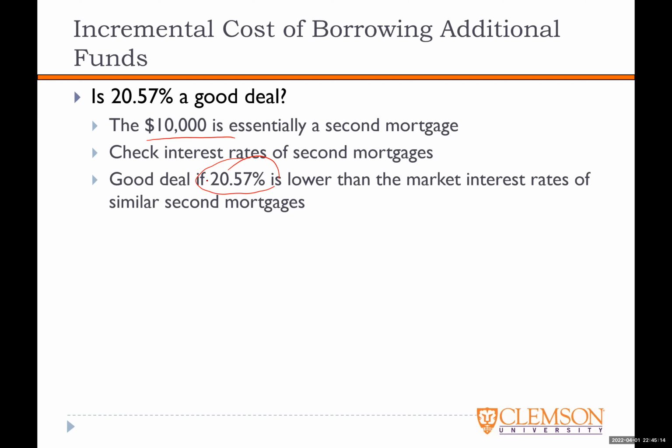20.57% is a good deal. Then you should go with the $90,000 loan. However, if you can find a second mortgage for maybe 15% or even 19%, then you should go with the $80,000 loan at the lower interest rate plus the $10,000 loan at the market rate. That concludes our calculation.